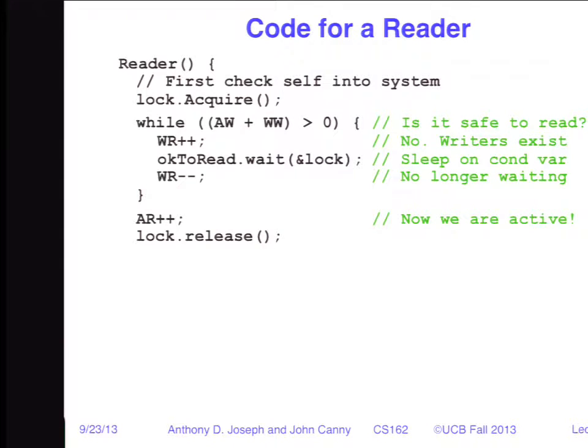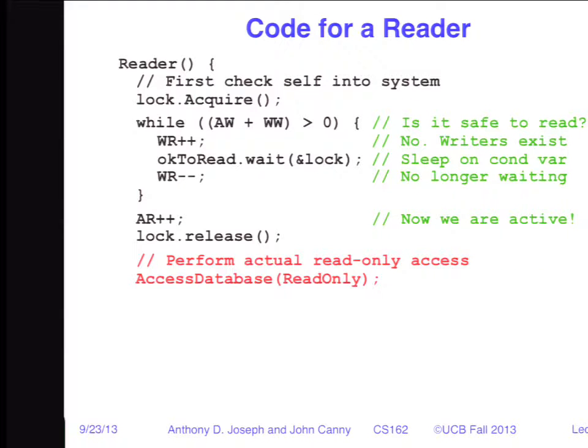Okay, so if there are no active writers or waiting writers, then we get to go into the database. So we become an active reader. Now we're done manipulating the state variables, so we get to release the lock. Now we can read the database to our heart's content, whatever we want to do. Anything except for writing in the database.